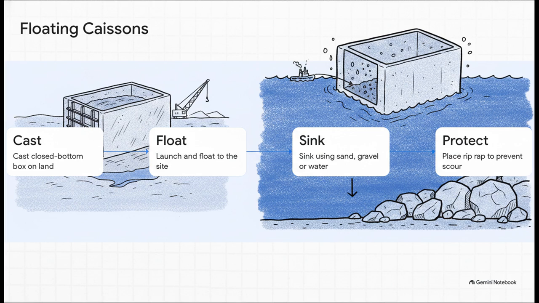But here's a wild fact for you. They almost never use concrete to sink it. Instead, they fill the inside with sand, gravel, or even just water to weigh it down. Finally, they place riprap, which is a thick layer of large rocks, all around the base to prevent scour, which is the destructive washing away of the soil by river currents.